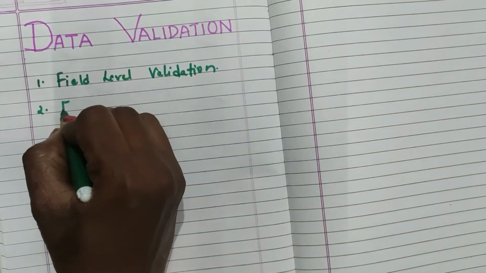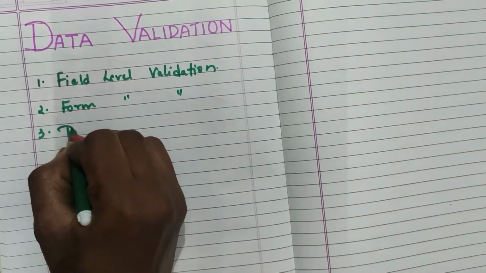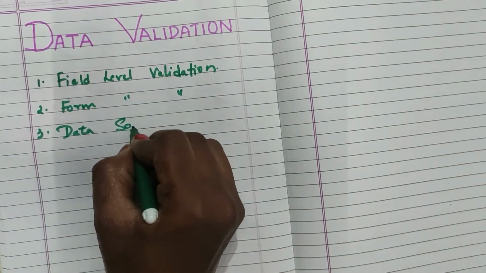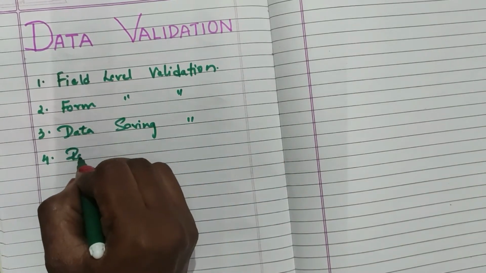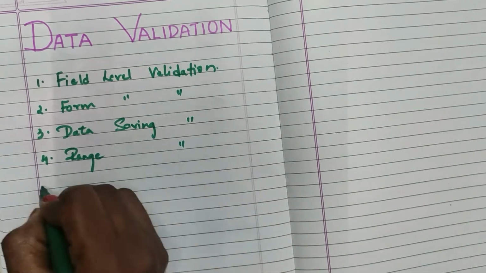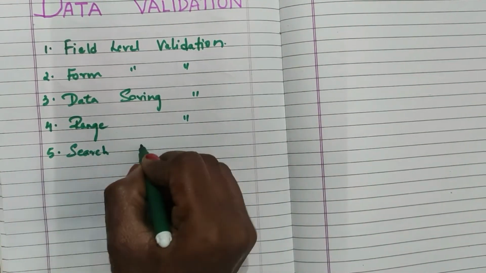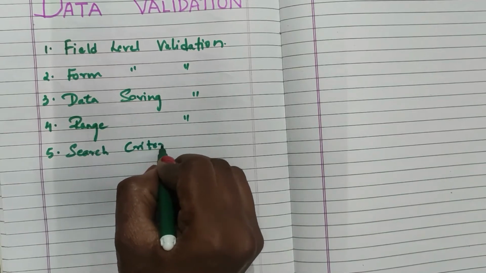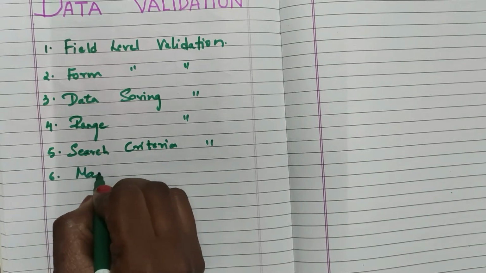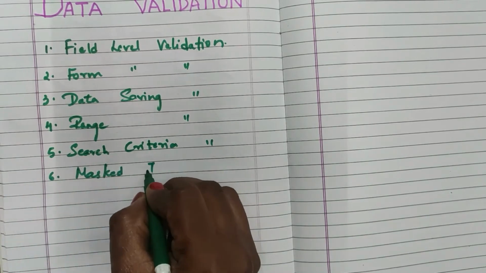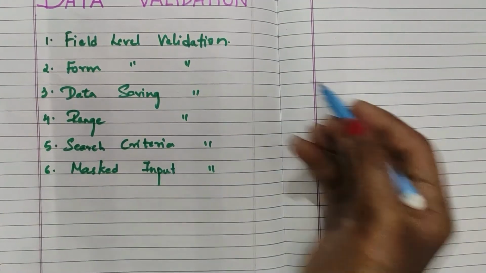Second, we have form level validation. Third, data saving validation. Fourth, range validation. Fifth, search criteria validation. And sixth, we have masked input validation.